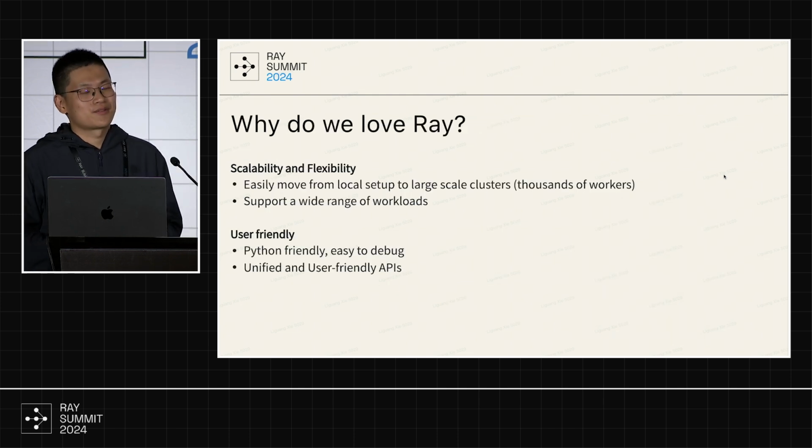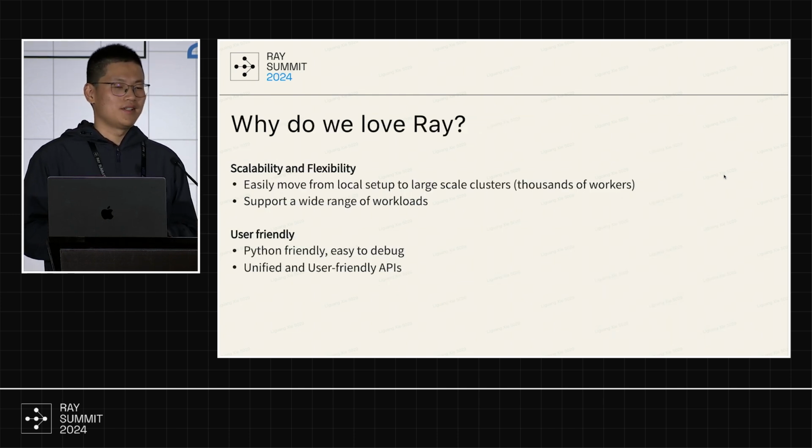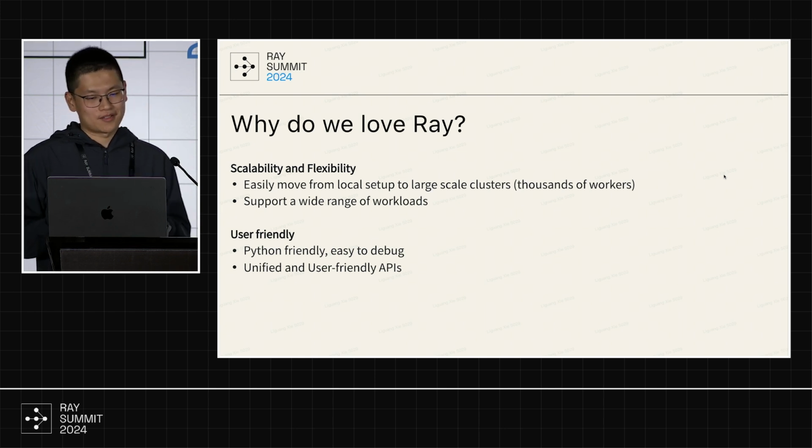In the last two slides, I want to share some lessons we learned and also something that we love about Ray. The first thing is scalability and flexibility. I think Xiaohong also mentioned that. We can easily move from a local Python script to a large-scale cluster. We have tried thousands of workers, and it works pretty well. Another thing is that it supports a wide range of workloads. For example, video decoding and encoding, and also deep learning models, which Ray supports.